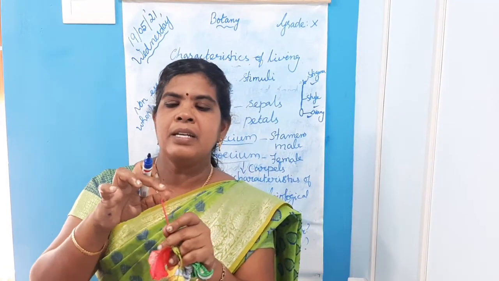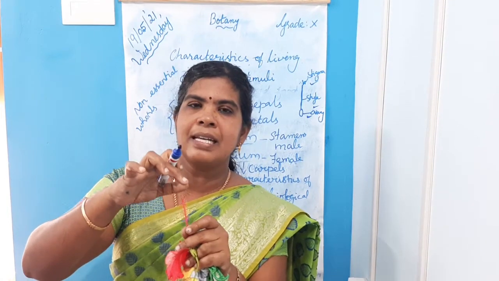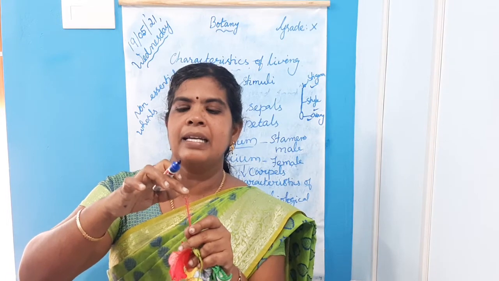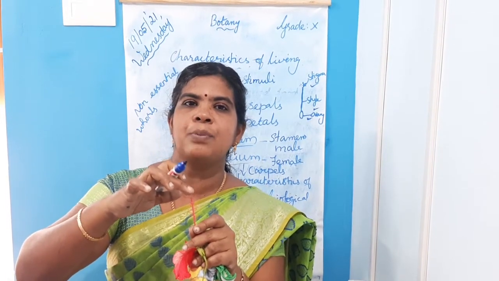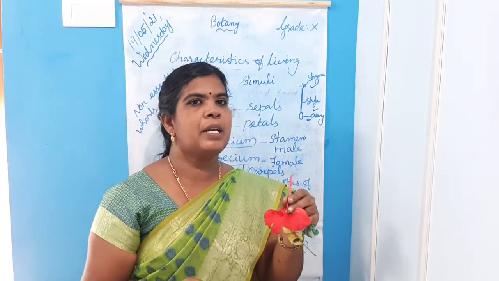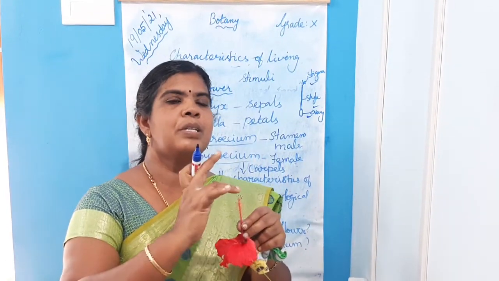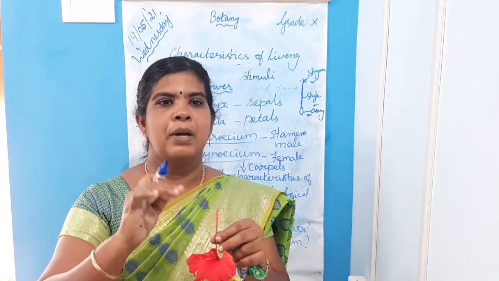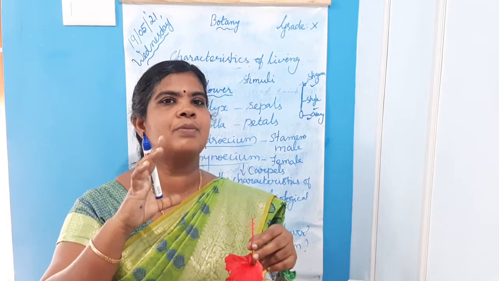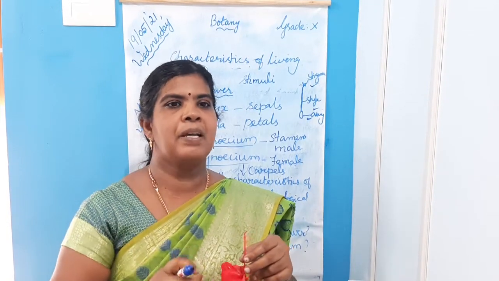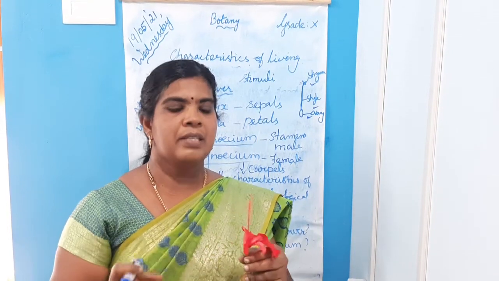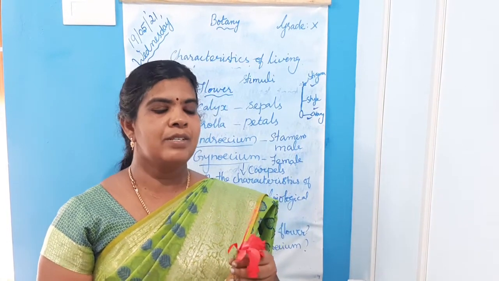The stigma is the landing surface, or landing place, for the pollen grain. So what is pollination? The transfer of pollen grain from the anther to the stigma of the flower is called pollination. Pollination is an important process in flowering plants for reproduction, and it is followed by the next process, fertilization.